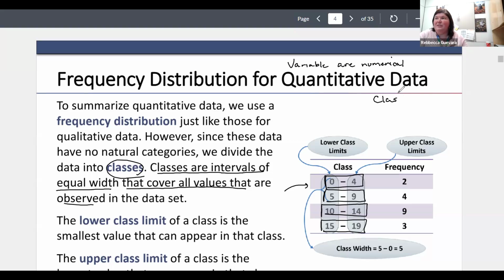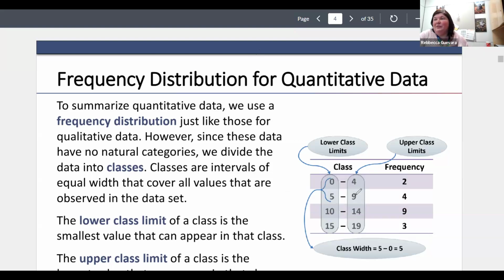We'll get into that a little bit, but the class width, as you're noticing, is the difference between this value and this value right here. If you find that difference, it is 5. And from here to here, that difference would also be 5. And from here to here, that difference would also be 5 again. We just want to make sure that the difference between these two numbers, and then these two numbers, and then these two, always stays 5.